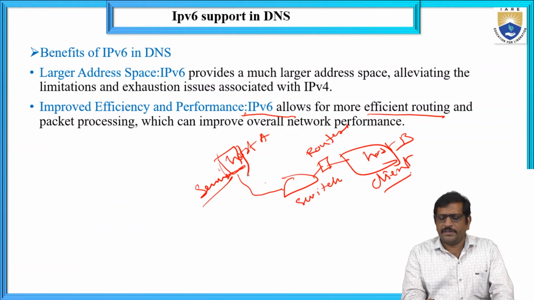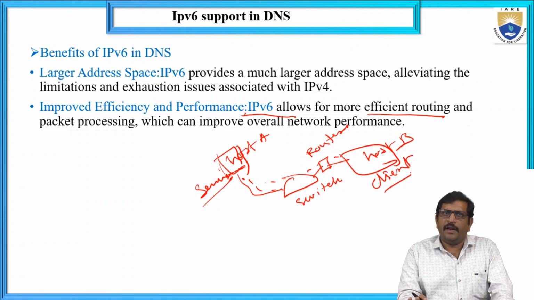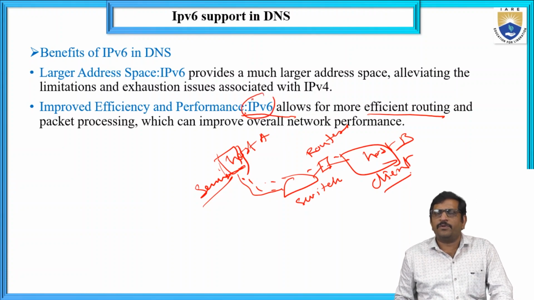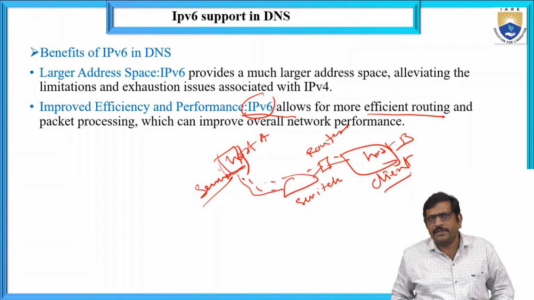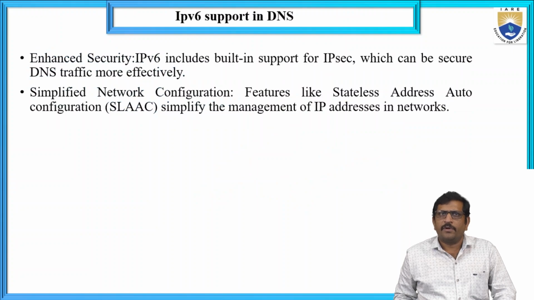Now here it is sending the number of packets. Now we are sending a number of other packets so that an efficient, better route can be identified and the packet processing can be done, which can improve the overall network performance. So this IPv6 improves the network performance compared with the IPv4, and enhanced security.